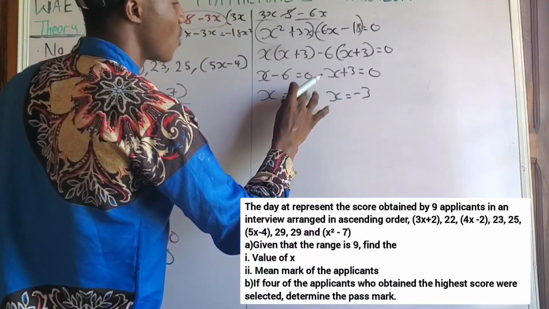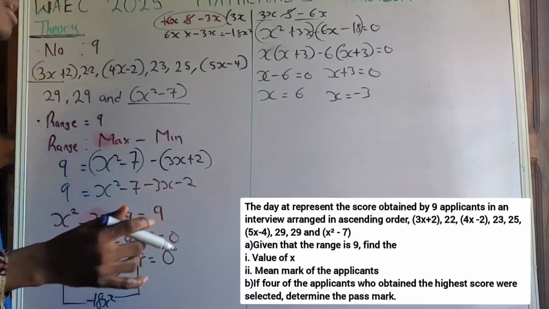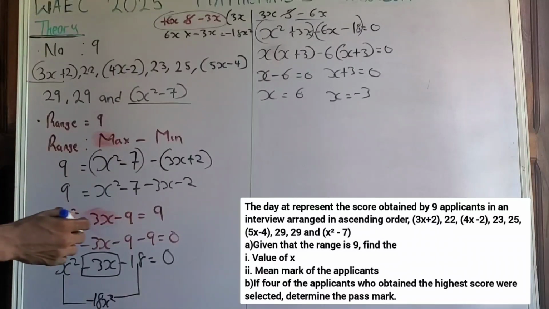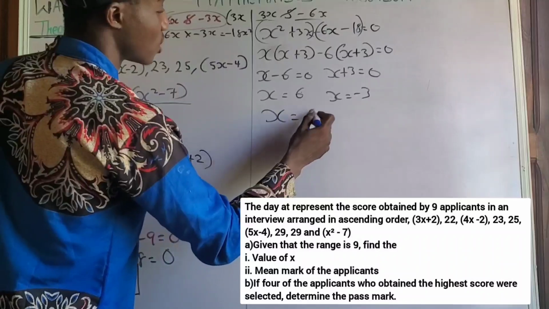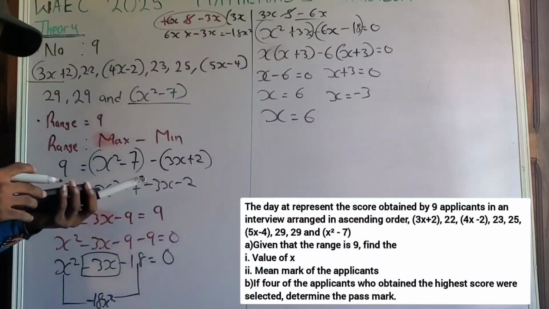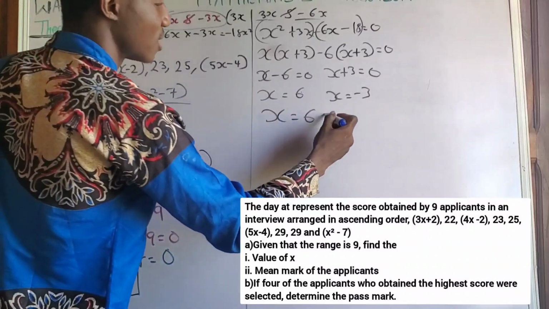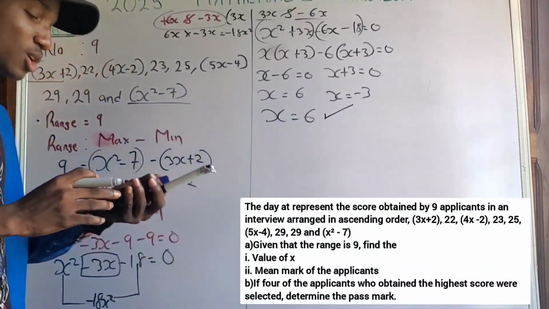Okay? Now, we are going to choose the positive value of x. Do you get it? Okay? We are going to choose the positive value of x. The positive value of x is 6. So I'm going to have x equals 6. So the value of x is 6 or minus 3. But the positive value is what you are looking for.